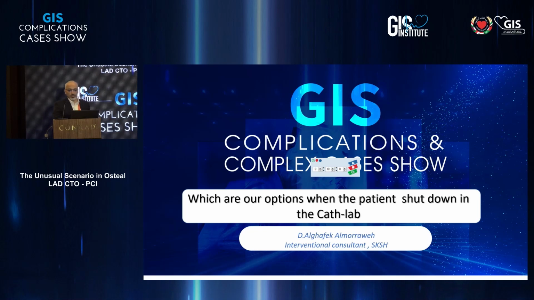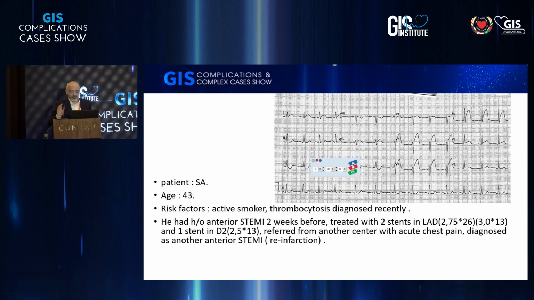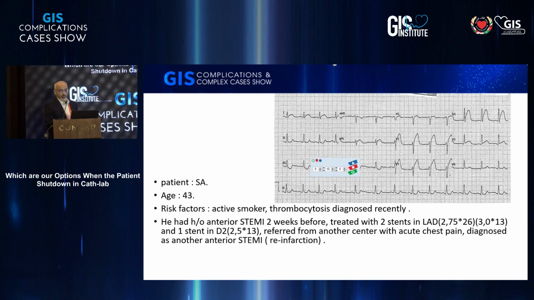I'm working in SKSH, Ras Al Khaimah, and this is a case where the patient shut down in the Cath lab. This is a young patient, a 43-year-old male. He has a risk factor only, an active smoker. He had a recent myocardial infarction 2 weeks before, for which primary PCI was done in another center. They put 2 stents in the LAD and 1 stent in the diagonal. At that admission, he was diagnosed with hyperthrombocytosis.